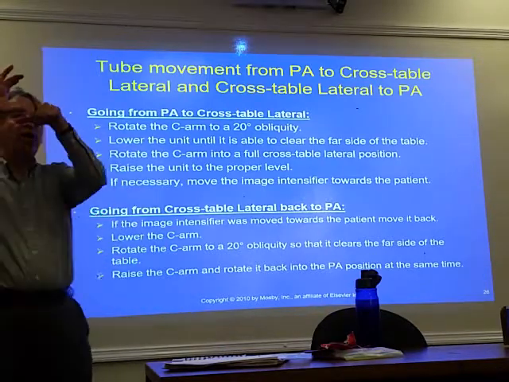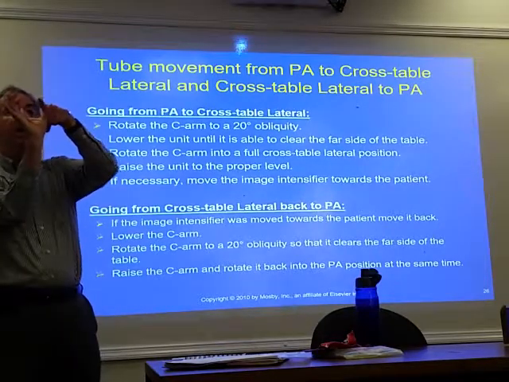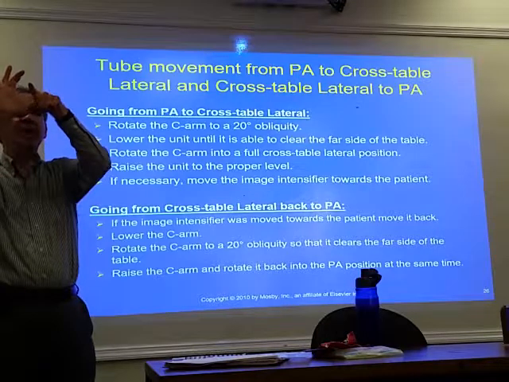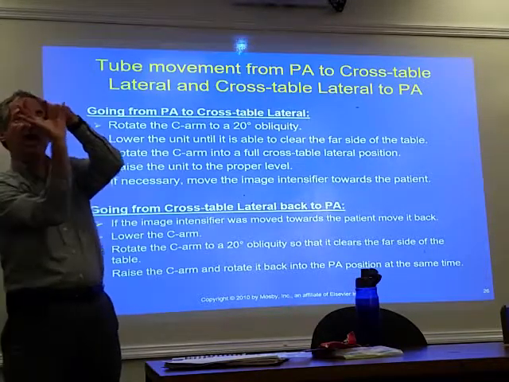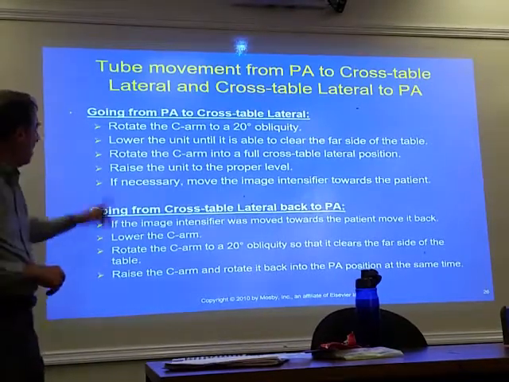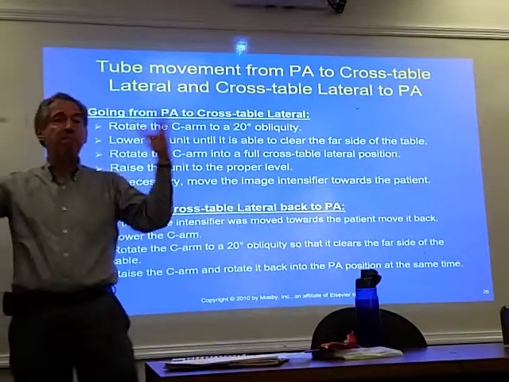When you went from an AP to a cross table lateral, if you just turned it, a lot of times it would hit the table. So what I would do is turn it about 20 degrees, then lower it, and then I could get it around the far side of the table and raise it up as much as I needed. And then sometimes you need to move that image intensifier towards the patient because it magnifies too much.